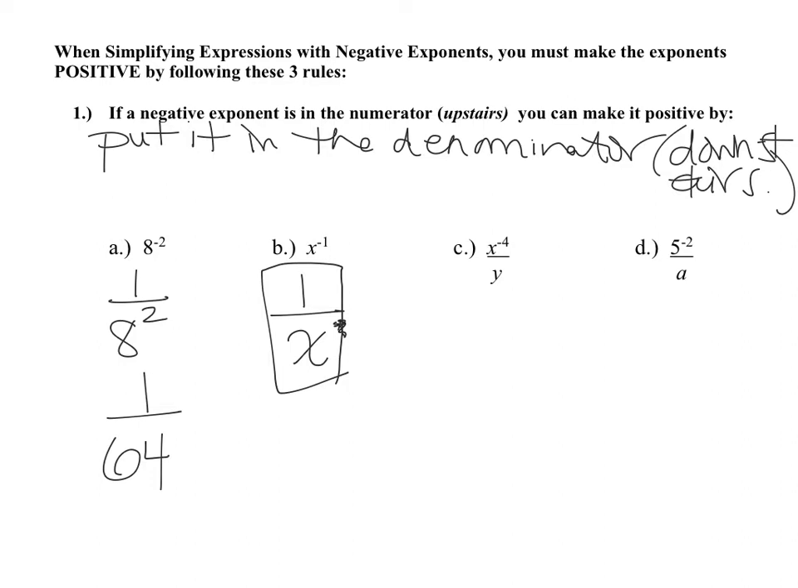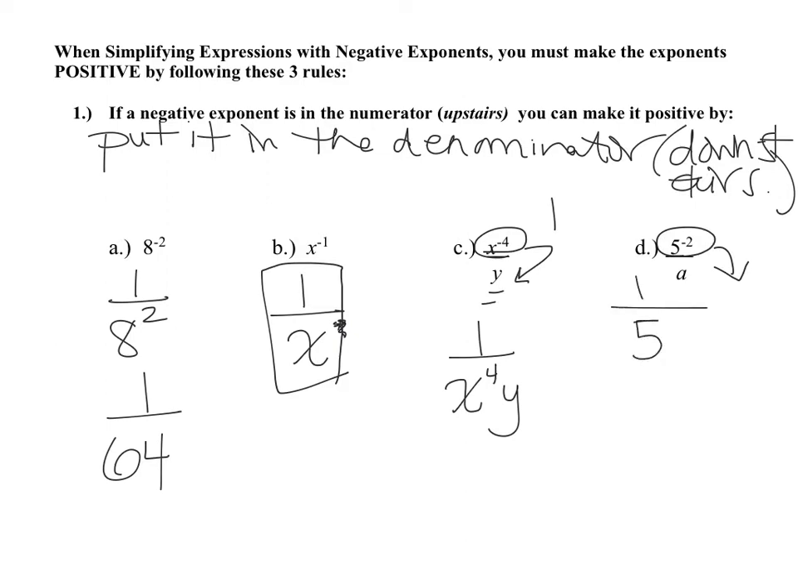For C, this guy has a negative exponent, that y doesn't. So I'm just going to move this guy downstairs. There's nothing left upstairs, so it's a 1. So it's 1 over x to the fourth y. The next one, 5 to the negative second. Do not try to make that negative 25. It's not. You have to put it downstairs to make it a positive exponent, so it becomes 1 over 5 to the second times a. The a stays there because it doesn't have a negative exponent. 5 squared is 25, so it's 1 over 25a.